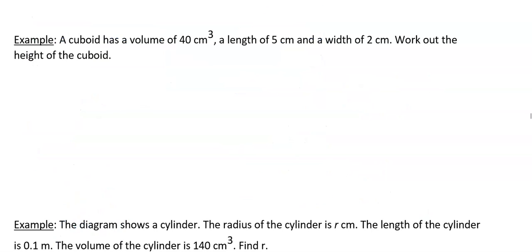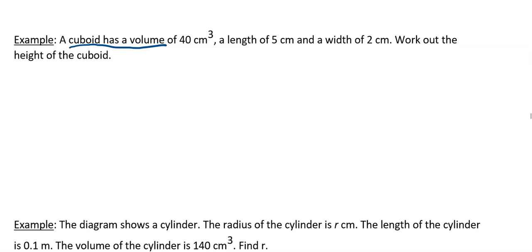Okay, now we're on to some really good examples here. Some proper mathematics questions here. It says a cuboid has a volume of 40 centimeters cubed, a length of 5 centimeters and width of 2. Work out the height of this cuboid. Okay, right. A question I guess is really good because you're not really too sure how you're going to do it, but you think about what we've been told, or what we're talking about.